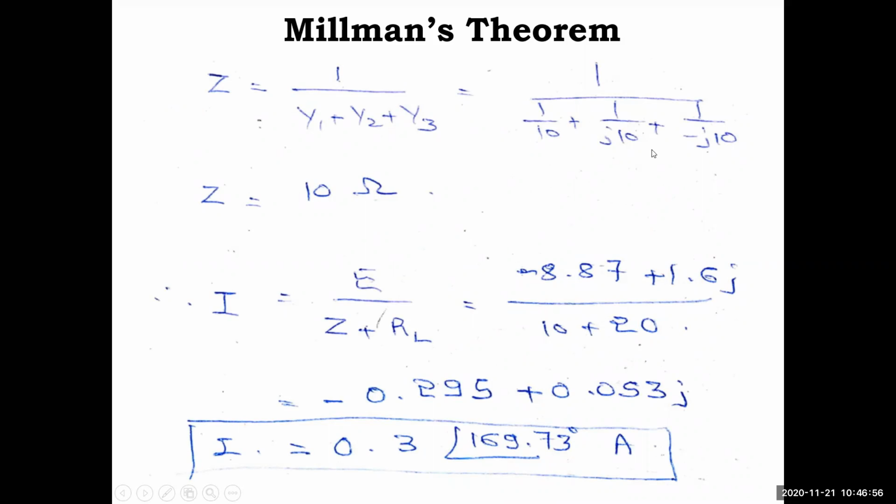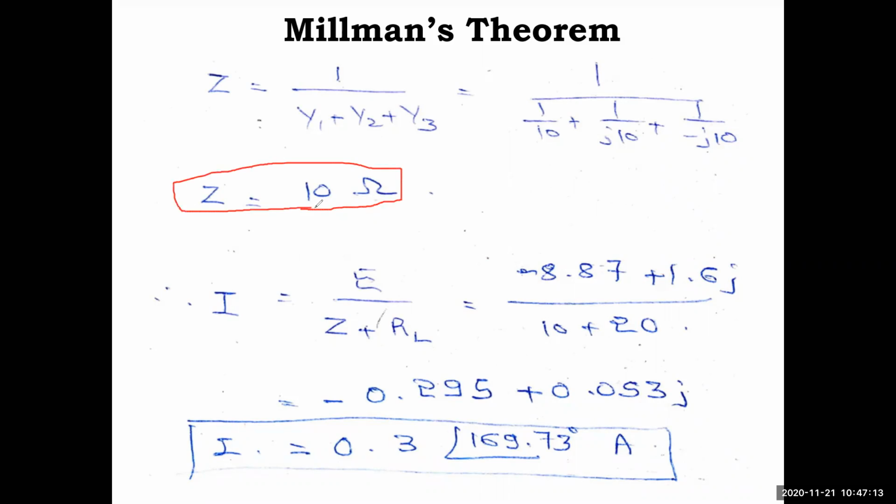So 1 by 10 plus j10. If you have that ratio already, you can do this. You may be getting 0.1. So that's why Z equal to 10 ohm has come. So the Z value came as 10 ohm. When you do the ratio of this, you'll get this value. Verify this. So this is the Z value.